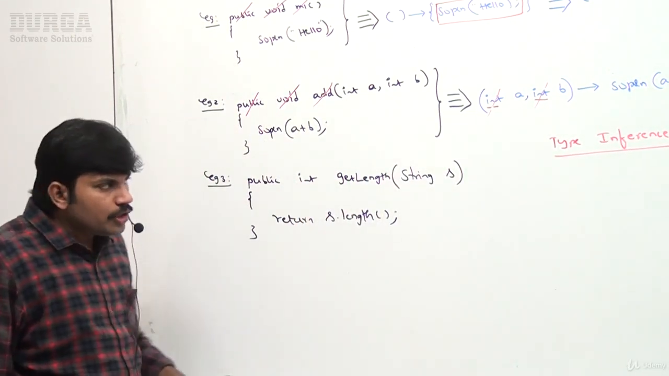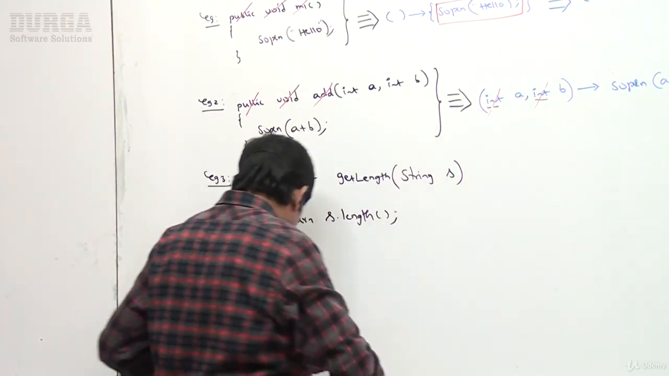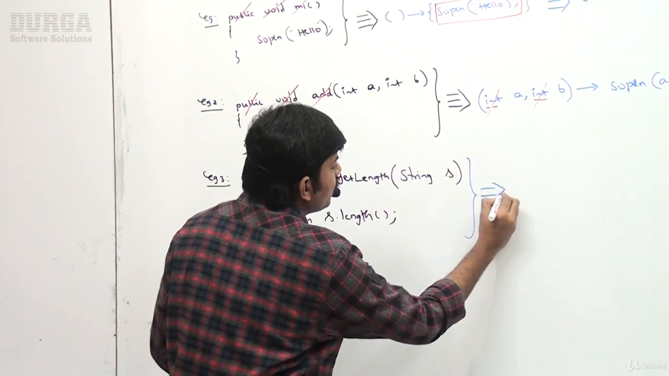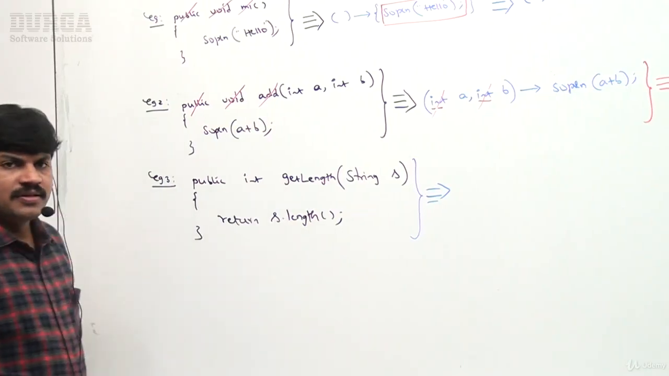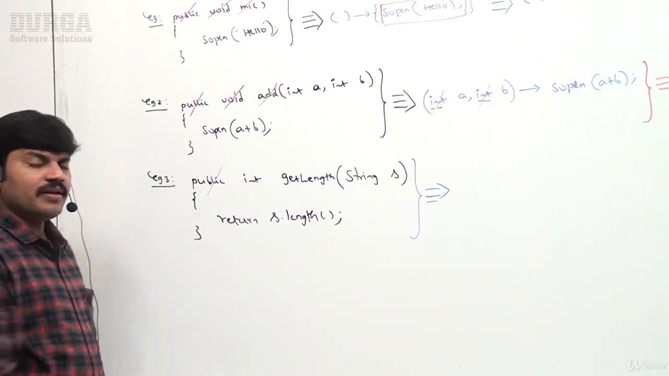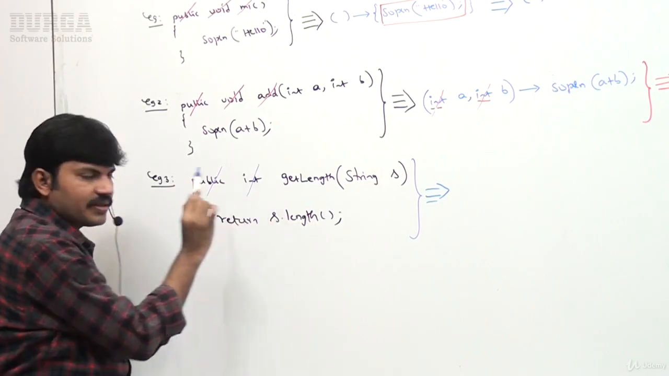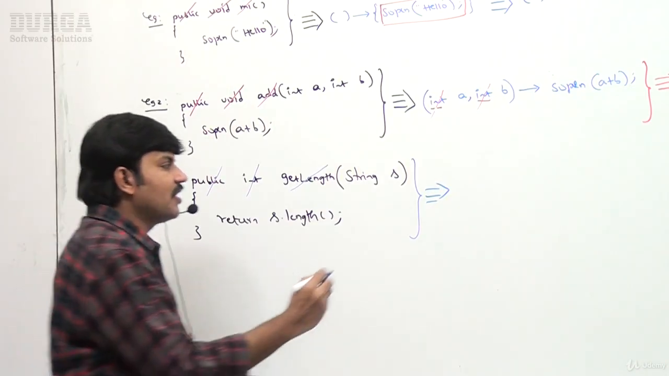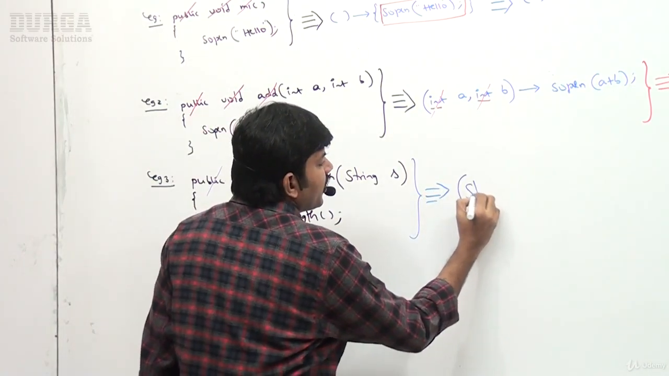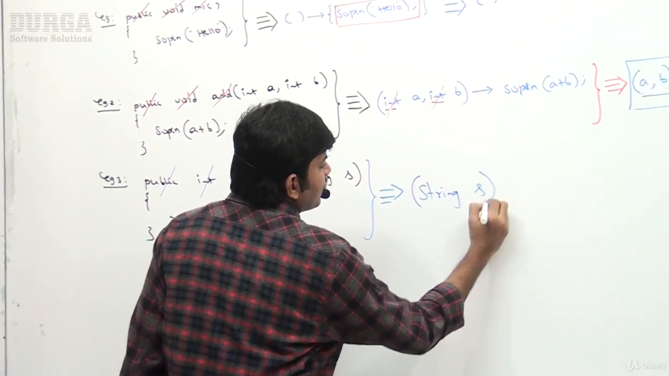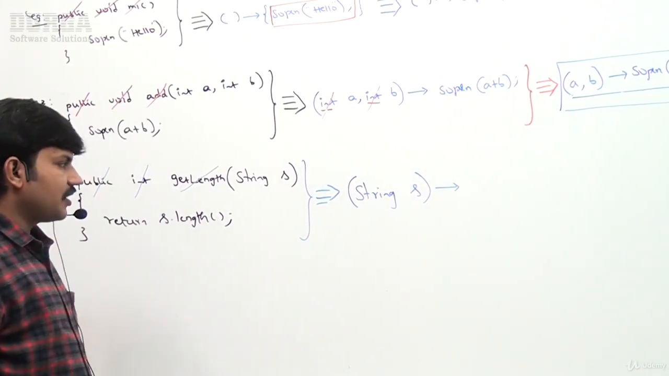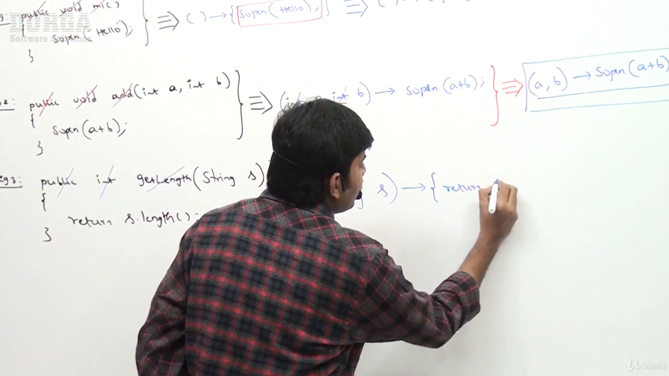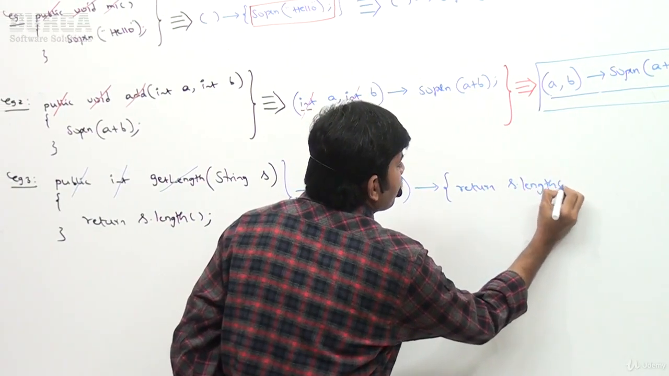Can you please tell how to convert this method into a lambda expression? I covered it already. Can I remove the modifier? Yes. Can I remove the return type? Yes. Can I remove the method name? Yes, obviously. Then what is remaining? Now observe: String s, arrow, curly brace open, return s.length().